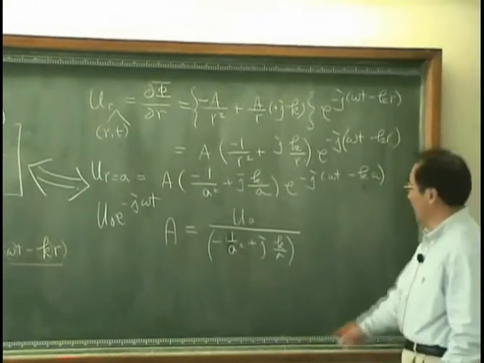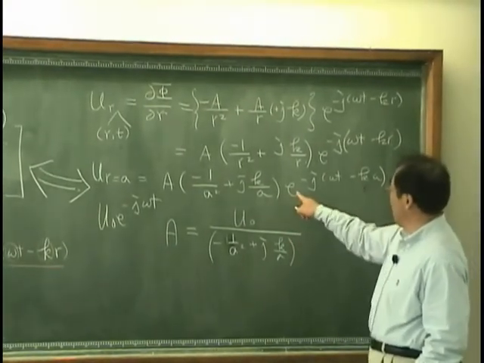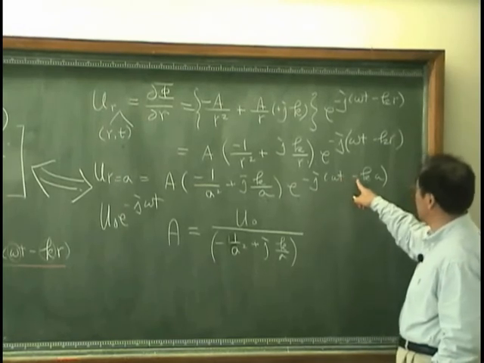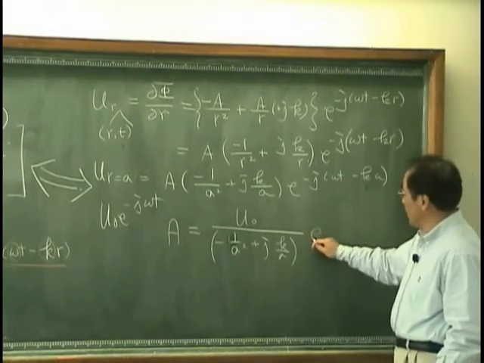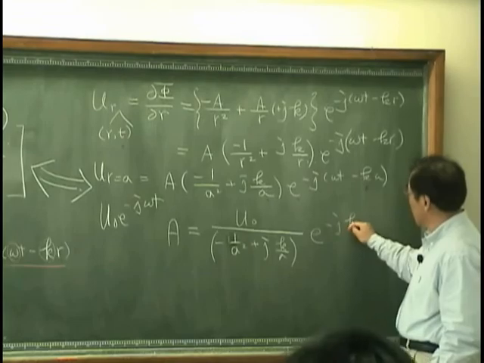Okay. And then I have exponential plus jka, therefore I have minus jka.